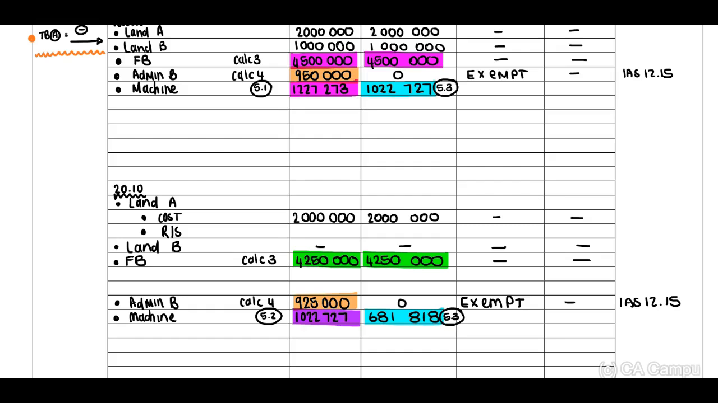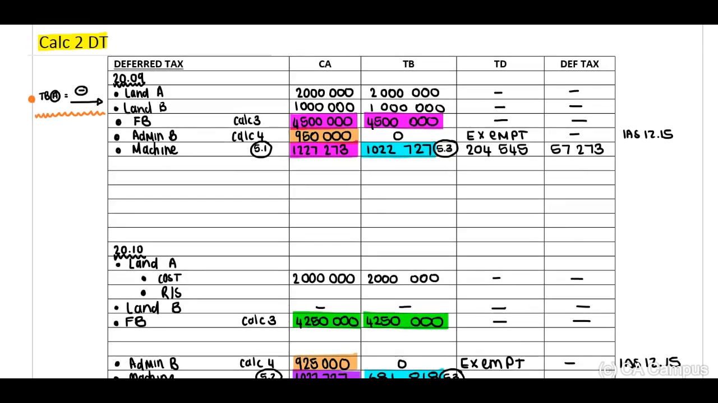The temporary difference for 2009 will be your carrying amount minus your tax base, 204,545 times 28%, and our deferred tax will be 57,273. Now, my recommendation, guys, please indicate to your marker at the top that you use 28%. Please, this will assist your marker to be able to allocate marks to your amounts.